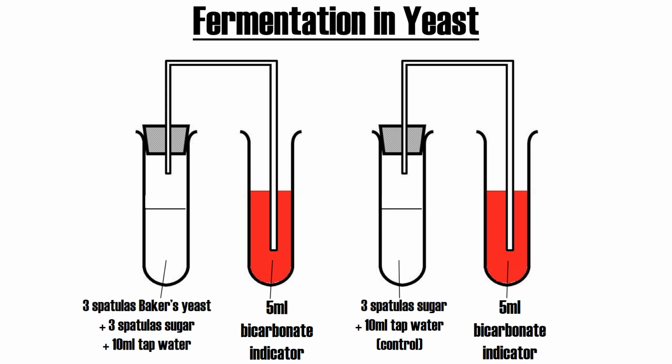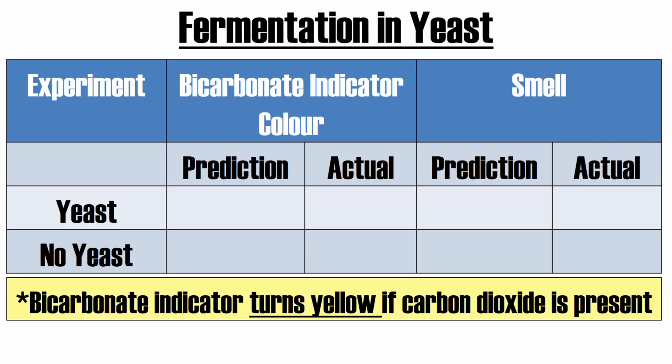Now this is an experiment we would do in class, but we can talk about it and you can predict what you think might happen. What we've got is a delivery tube here, and it's going from one test tube which has got yeast, sugar and water in it to another which has got bicarbonate indicator. The other one is a control, so we've got the sugar but it's just with tap water and it goes into bicarbonate. Now bicarbonate indicator turns yellow if carbon dioxide is present.